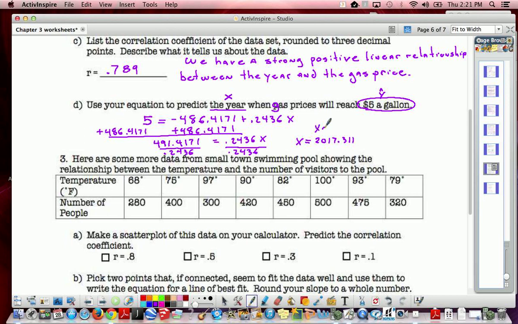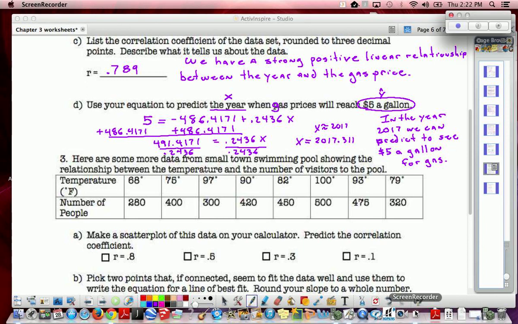So I'm just going to round it to the nearest year. So we can say in the year 2017, we can expect or predict to see $5 a gallon for gas. All right, that takes care of number 2.